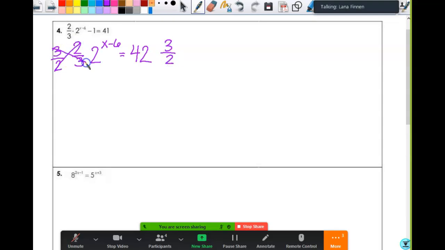So these cancel out. That's why I did it. So we get 2 to the x minus 6 power. And just FYI, on the right, let's work smarter, not harder. I don't have to multiply by 3 first. I can divide by 2 first. 42 divided by 2 is 21 times 3 is 63, and that makes that a whole lot easier.